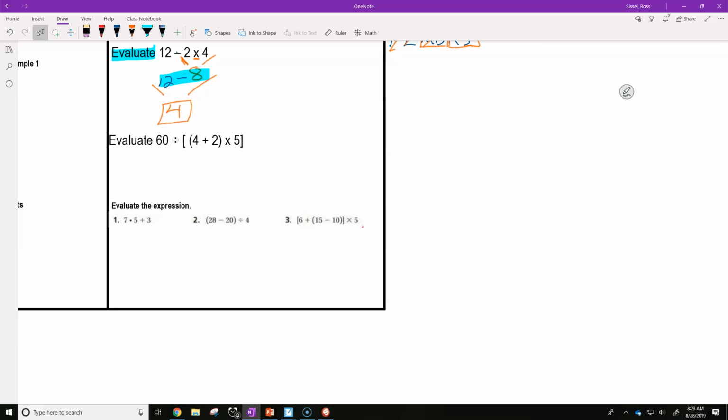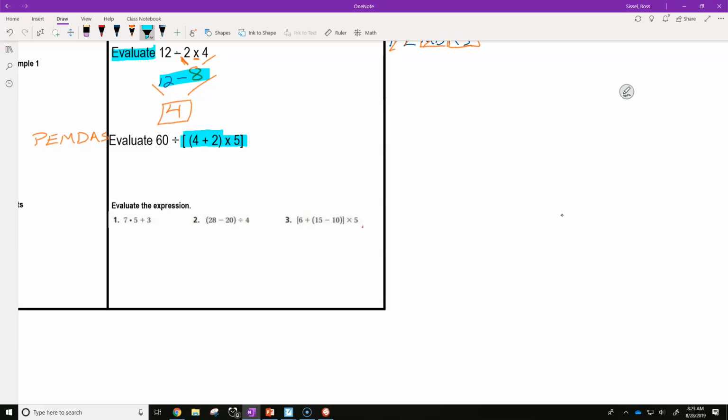Evaluate 60 divided by bracket, parentheses, 4 plus 2, parentheses, times 5, bracket. Looks like a lot. It's not. I'm going to start over here. PEMDAS. First thing is my parentheses. So I look. Are there parentheses? Yeah, there is.